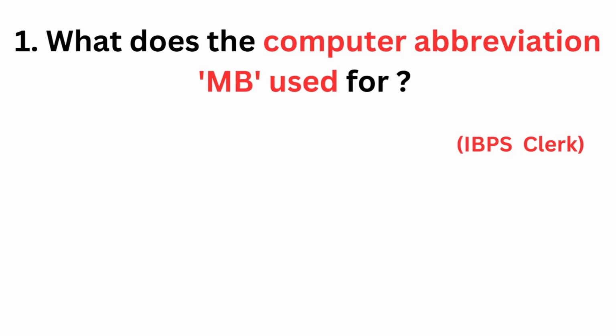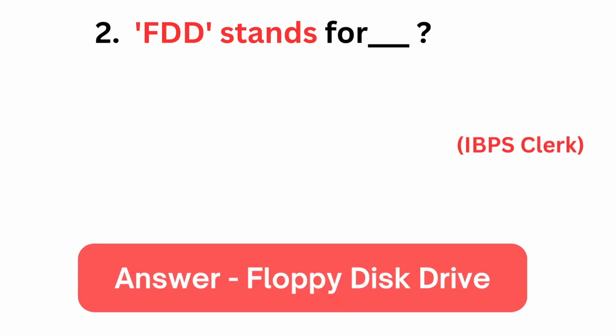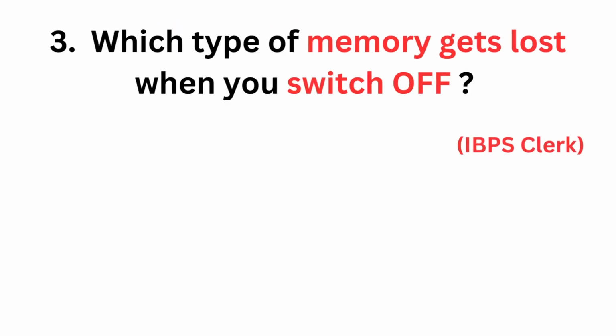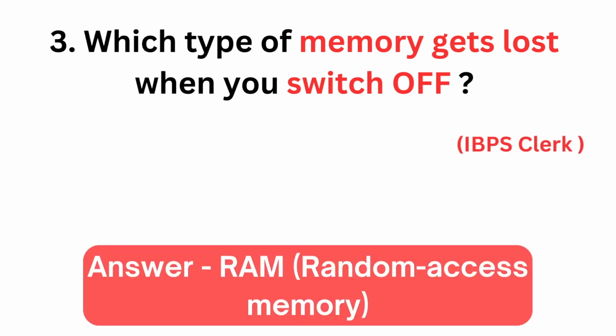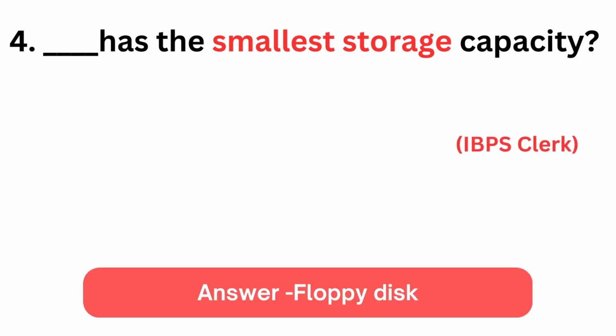What does the computer abbreviation MB stand for? Megabytes. FDD stands for what? Floppy disk drive. Which type of memory gets lost when you switch off? RAM, random access memory. Which has the smallest storage capacity? Floppy disk.